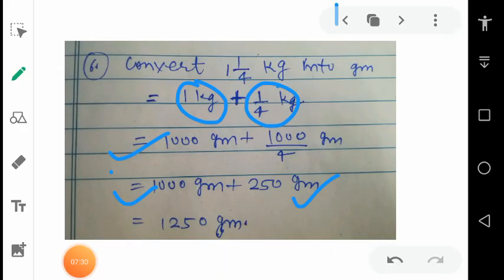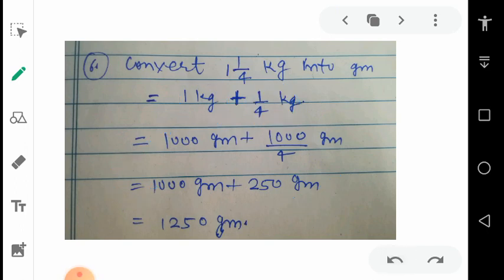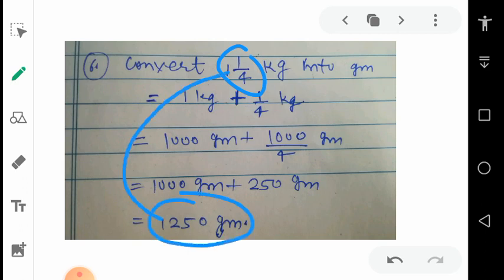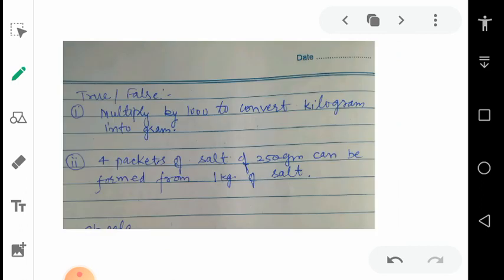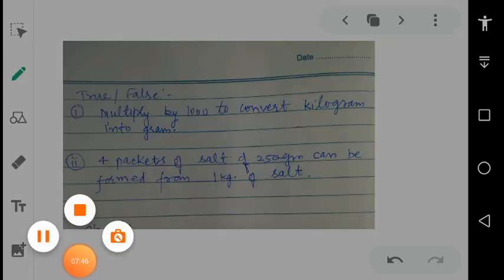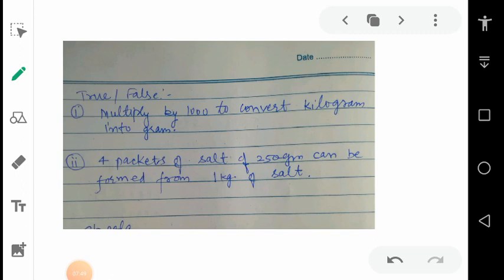All right. So finally we can say that the given weight, that is 1 and 1/4 kilogram, is equal to 1250 grams. Next, true or false. Sometimes true or false is also asked, and there may be MCQs. So if you remember the conversion formula, you can easily solve.